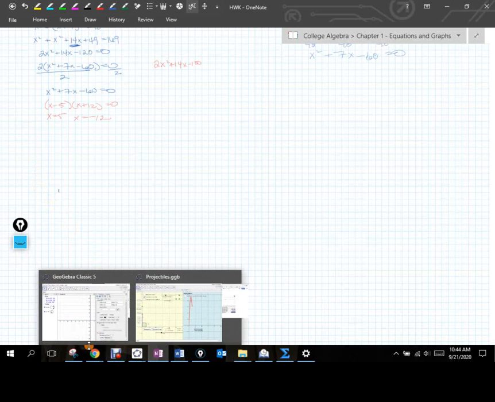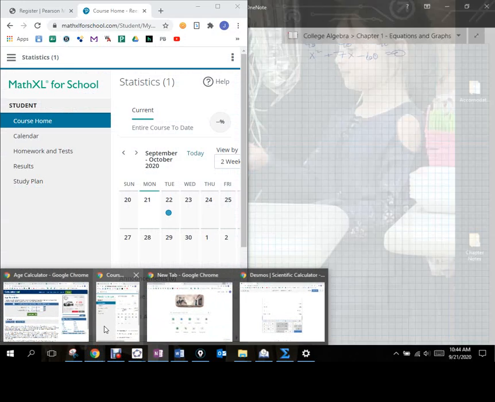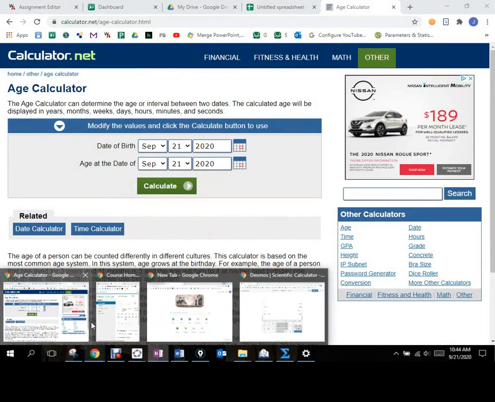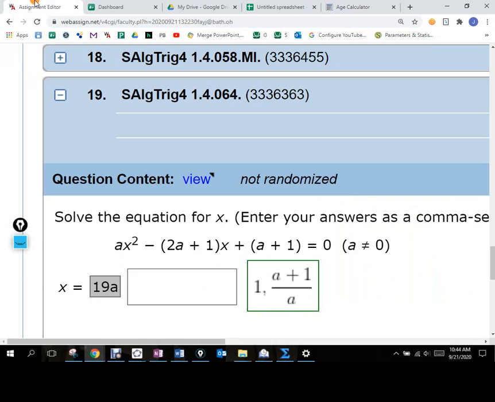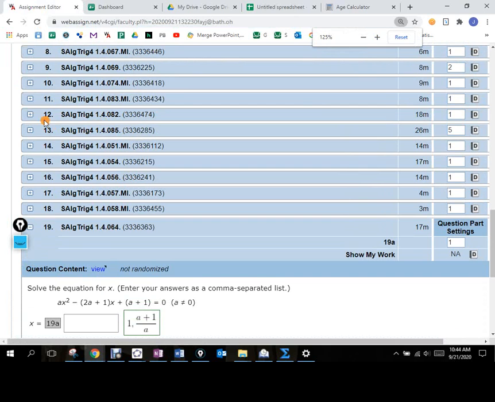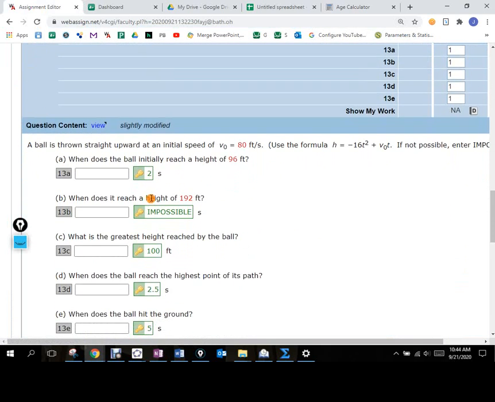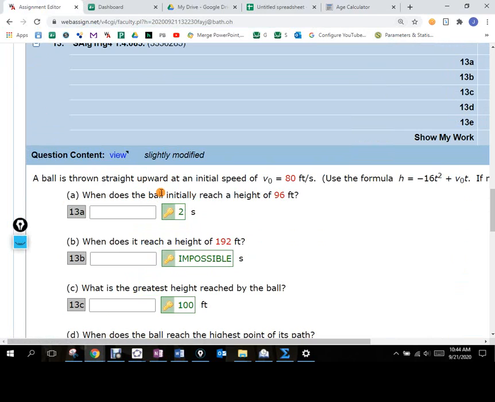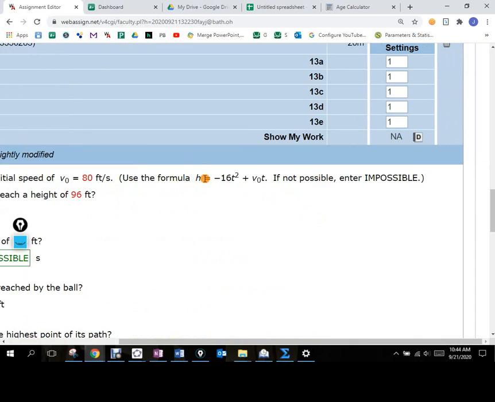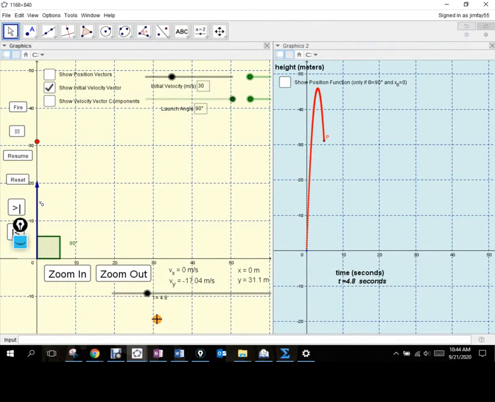Okay. Now the question says something. Does anybody know what question number it was? Okay. So a ball is thrown straight upward, initial speed of v sub naught, 80 feet per second. So use this formula, but I want to make sure that we understand really what is going on with the physics. So we're not going to get through all of this. We probably won't even get to start talking about the example yet.